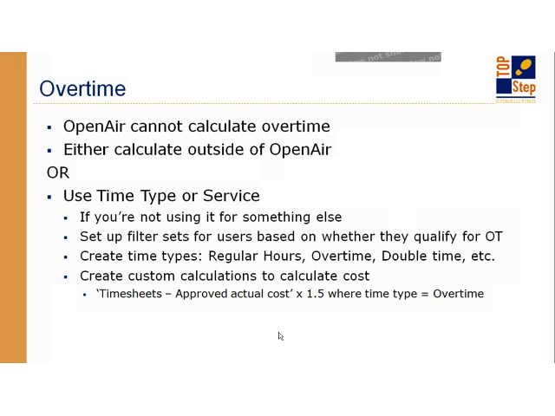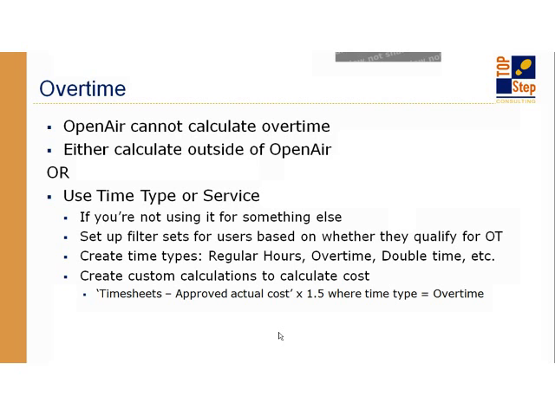So in this case, I ended up using TimeType because they weren't using it for anything else already. I set up filter sets. So we had an overtime filter set and a non-overtime filter set. Any subcontractors who qualified for overtime got the overtime filter set, and that meant that they could view time types. There were 3 time types: regular hours, overtime, double time. Anyone who didn't qualify for OT, their filter set just had no access to time type. So when they actually went to enter their timesheets, there's not even a field called time type because it's restricted by their filter set.